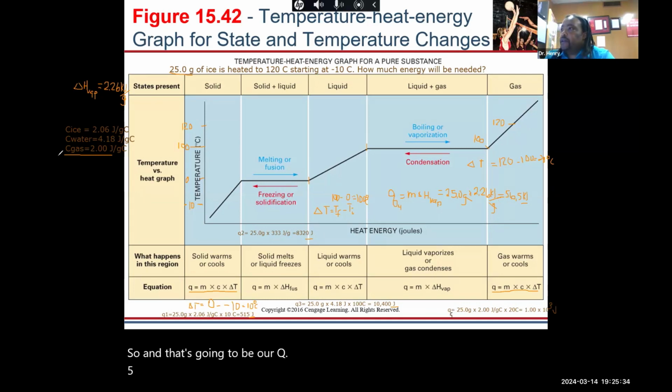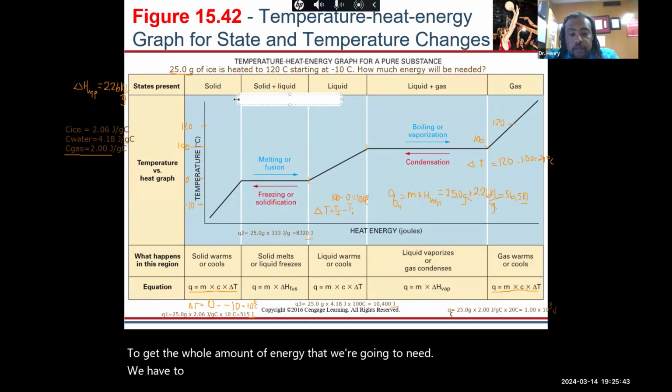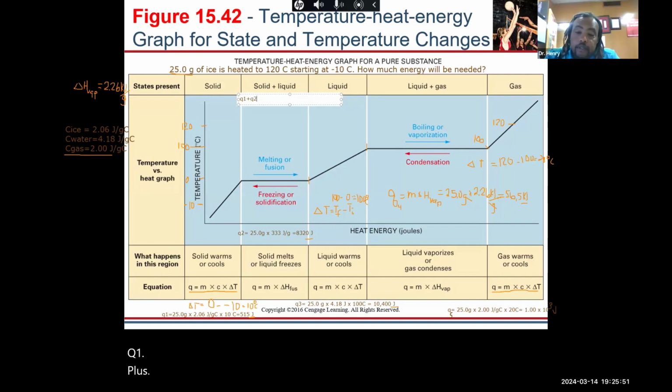Okay, so at the end, to get the whole amount of energy that we're going to need, we have to take our Q1 plus Q2 plus Q3 plus Q4 plus Q5. And that's going to equal our Q total. So we're going to call it Q tot for total.